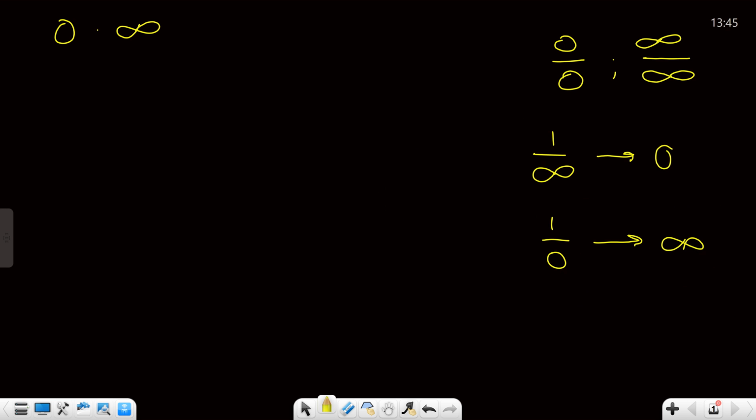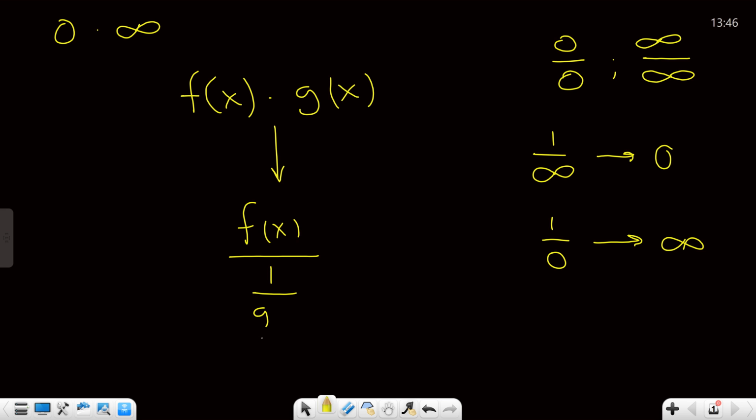Okay, so this is going to be based on something like this idea. Actually, you know what? I don't want that limit there. Let's just talk about this. If I have f of x times g of x, that's the same thing as f of x divided by 1 over g of x. Okay, so chew on that for a second and make sure you understand what I mean there.